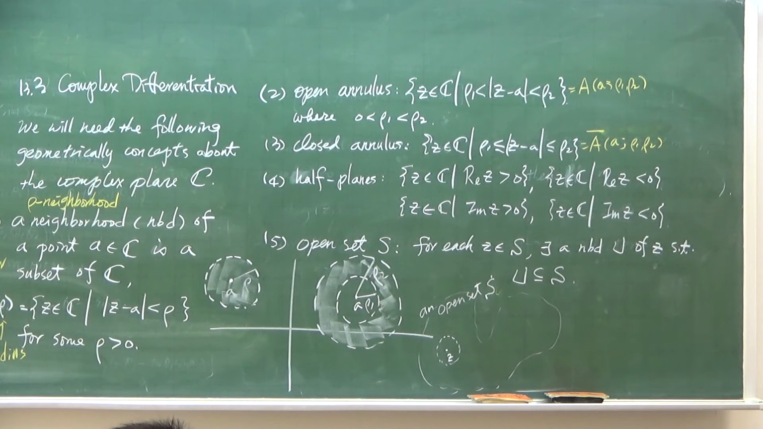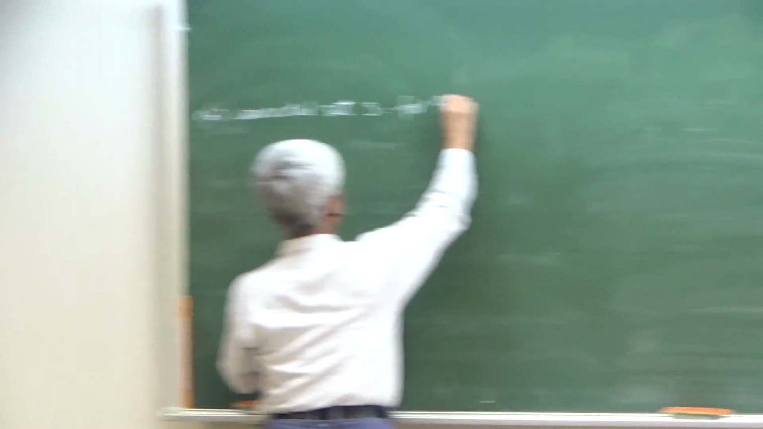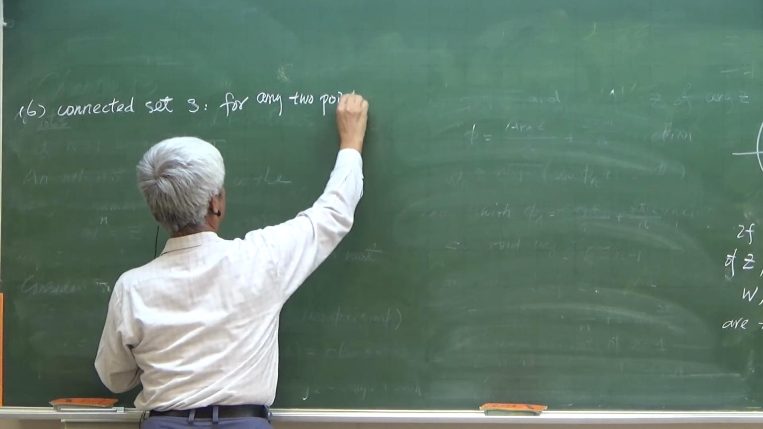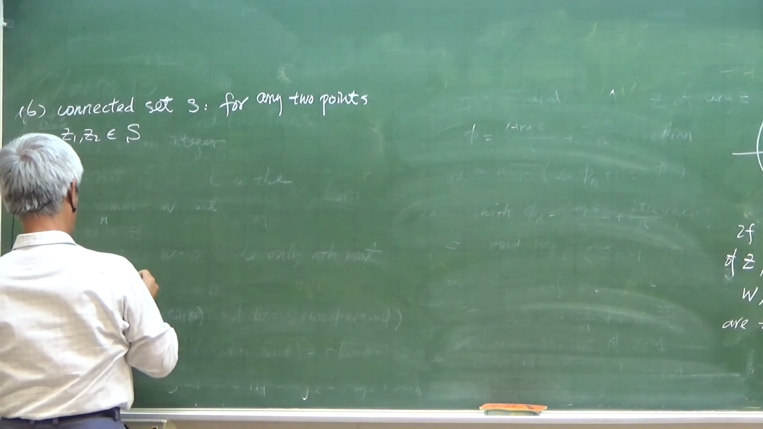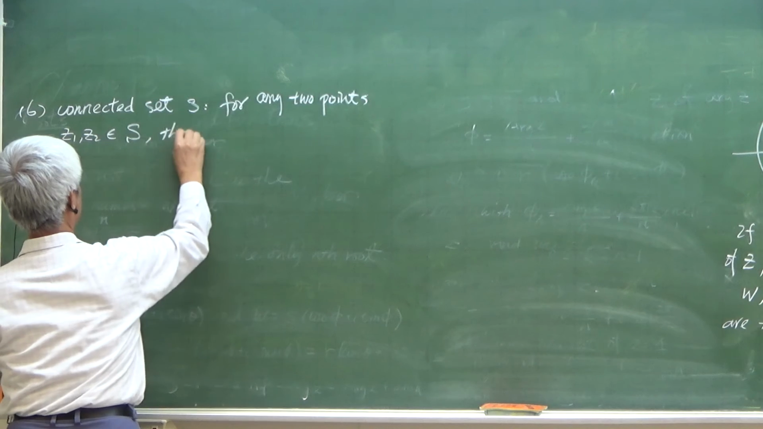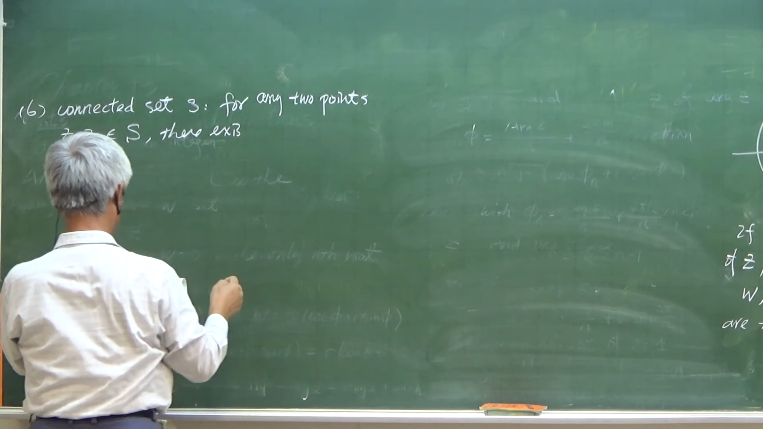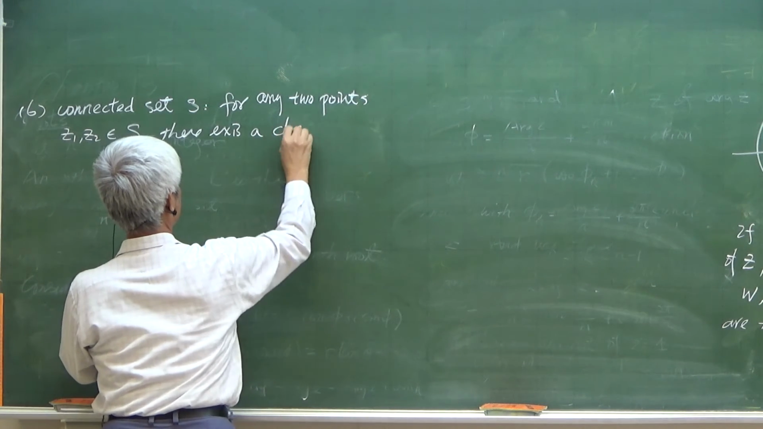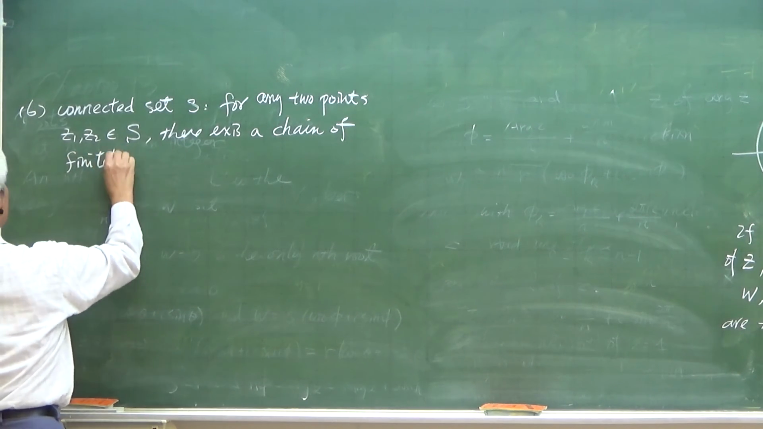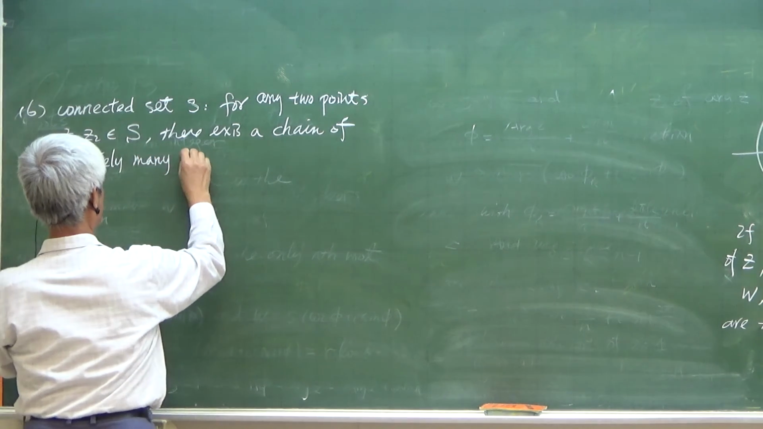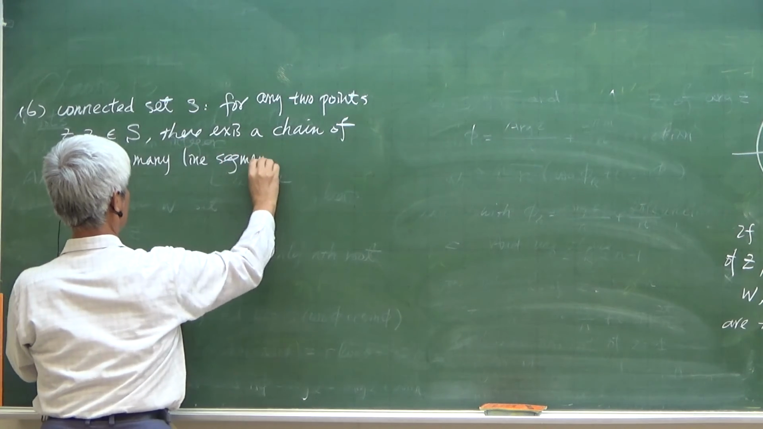Six, connected set. Yes. Okay? For any two points z1, z2 in S, there exists a chain of finitely many line segments joining z1 and z2. Okay?